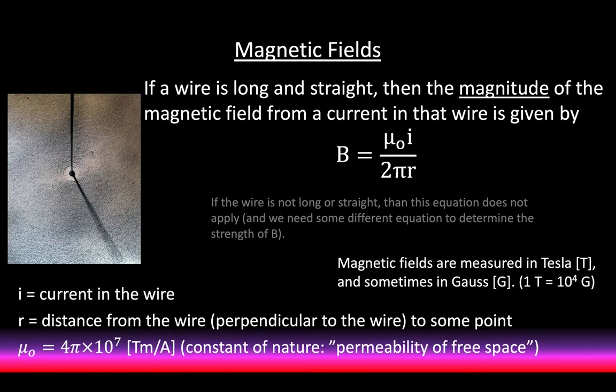Basically, how far away from the wire are you? And mu naught is a constant of nature. So in the same way that we had epsilon naught when we were talking about the strength of electric fields, mu naught is known as the permeability of free space, and mu naught is just a constant of nature for magnetic fields, very much in the same way that epsilon naught was a constant of nature for electric fields. And then 2 pi is just a number.